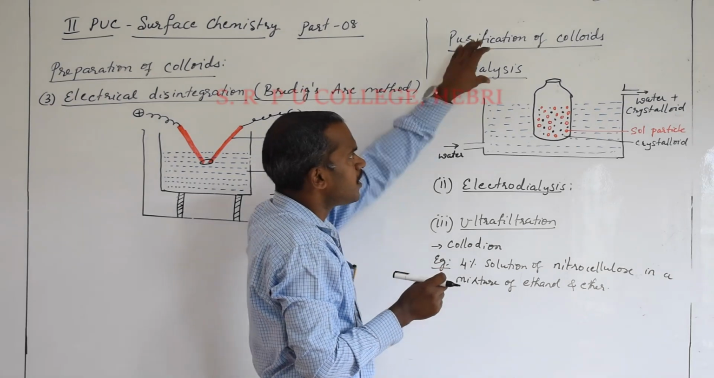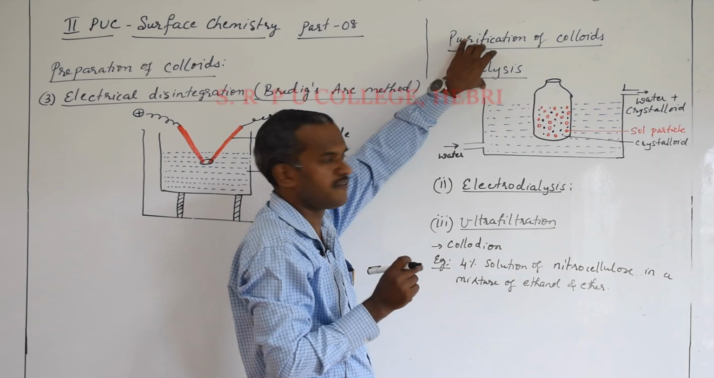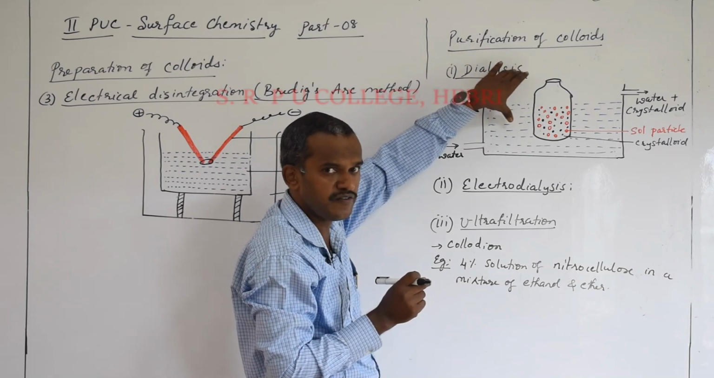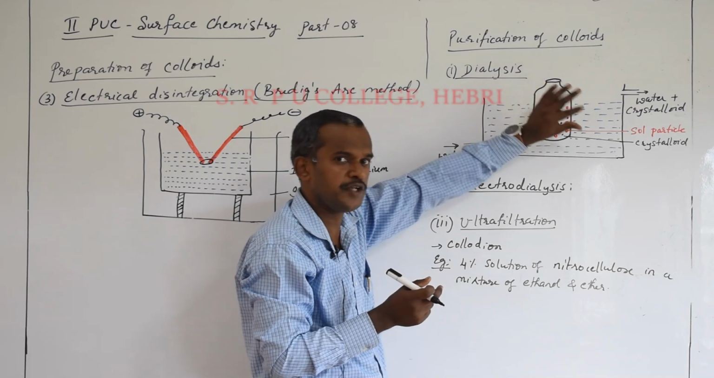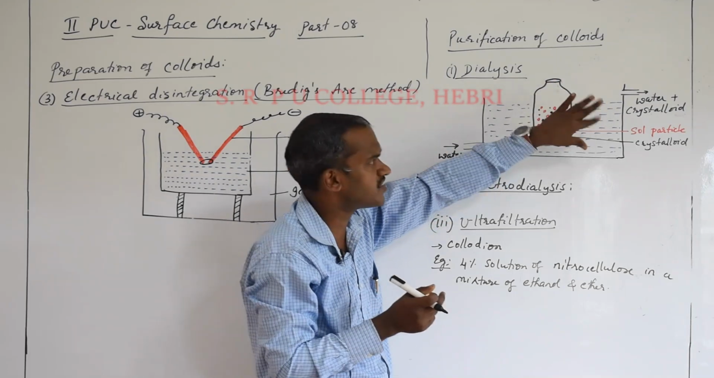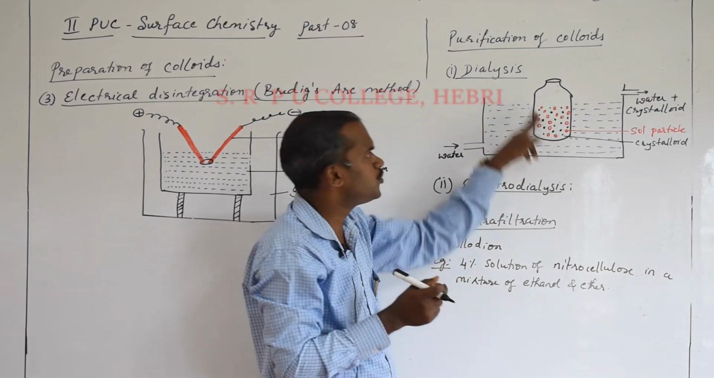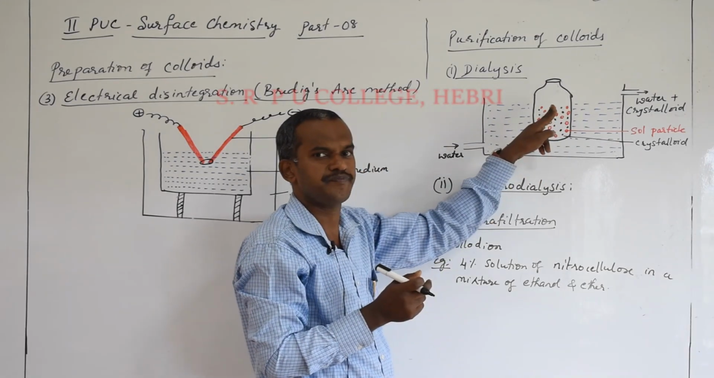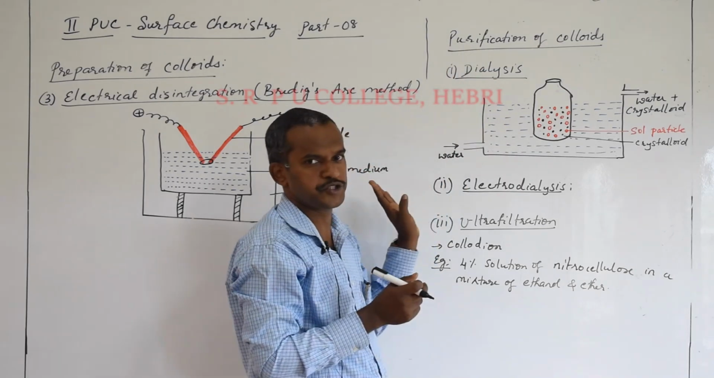So we use an artificial membrane which allows the movement of only dissolved particles. Okay, so if it is asked for 1 mark, what is dialysis, then you can write a simple definition. It is a process of separating dissolved particles, or you can use the word crystalloids, or you can say true solution sized particles, from the colloidal particles using artificial membranes. Okay, so simple definition, and the process of dialysis you understood.